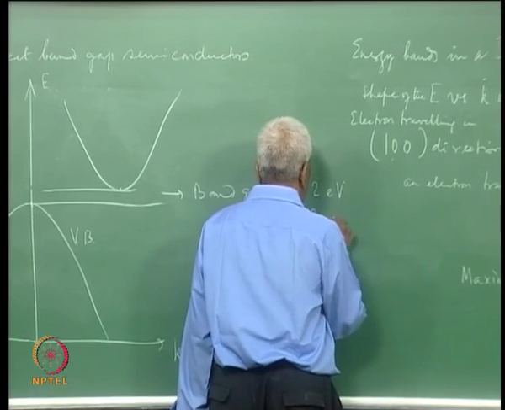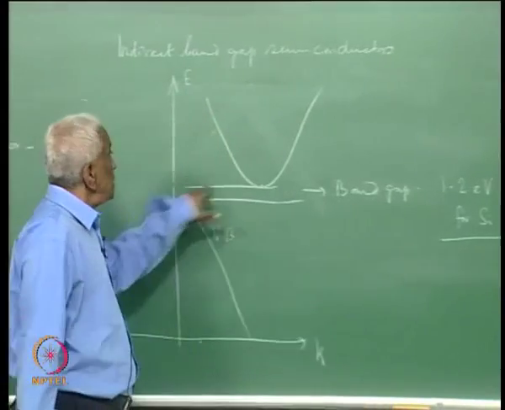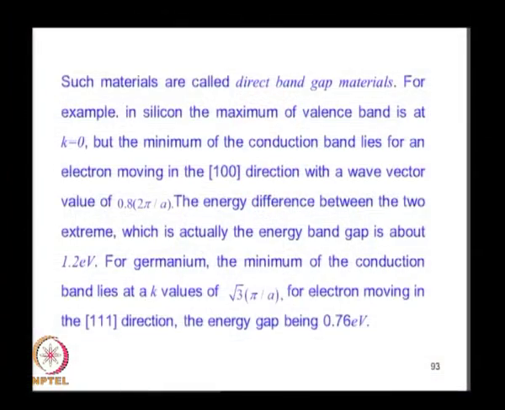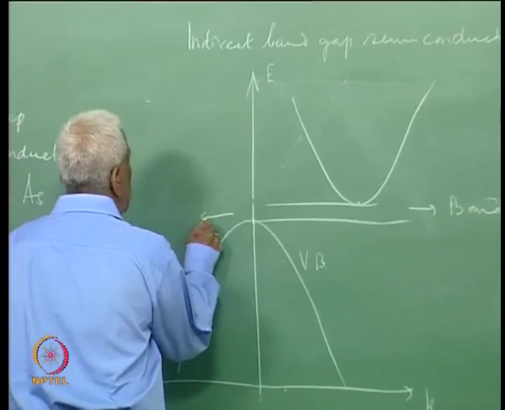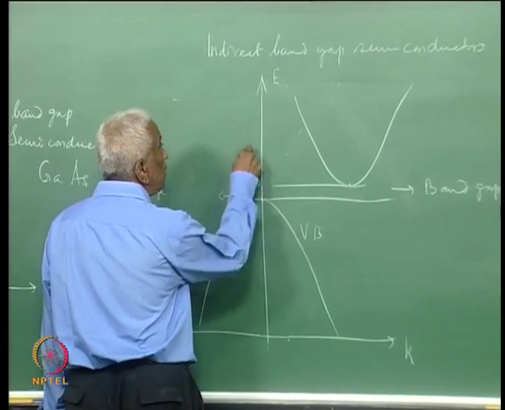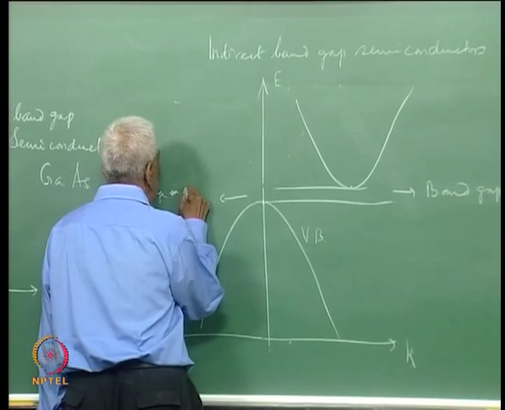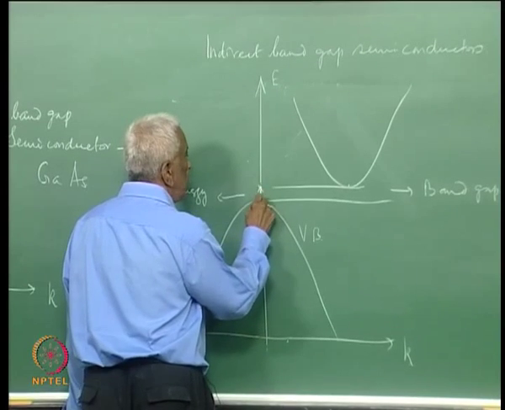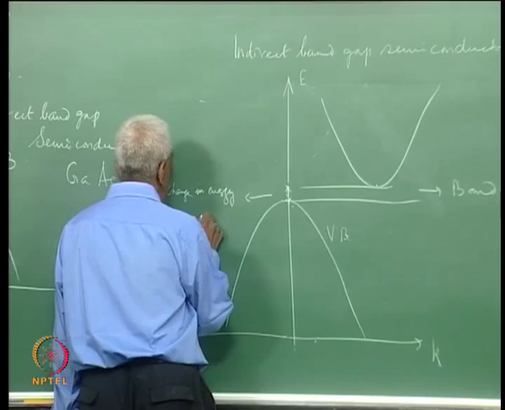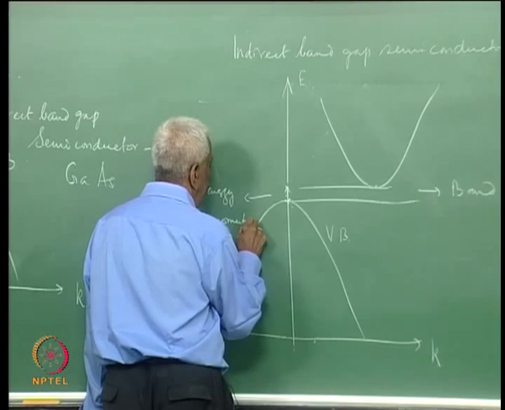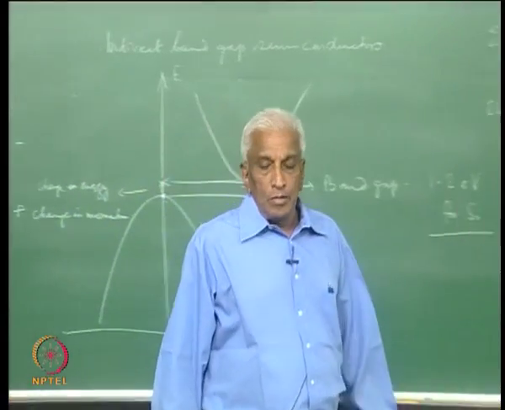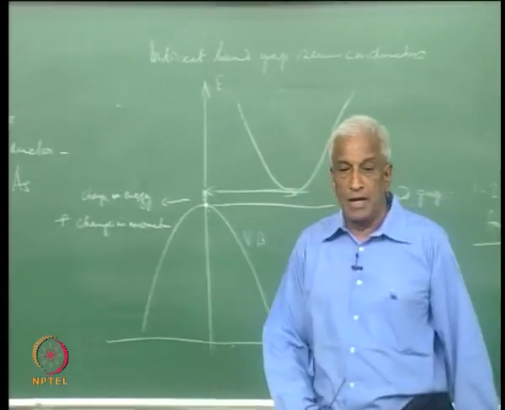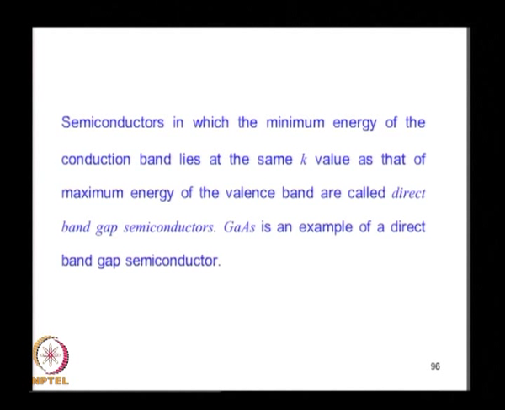for silicon, because there is a change in the K value corresponding to which there is a change in the momentum and therefore the kinetic energy. So, that has to be added. There is not only a change in energy; a transition from the valence band into the conduction band involves a change in energy equal to the energy gap, plus a change in momentum corresponding to a change in wave vector from here to here. So, such semiconductors are known as indirect band gap semiconductors. Direct band gap semiconductors are of special interest.